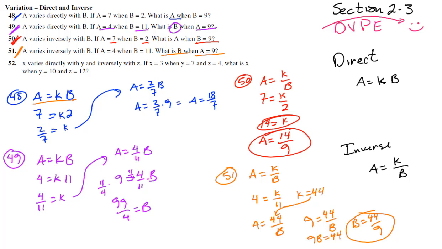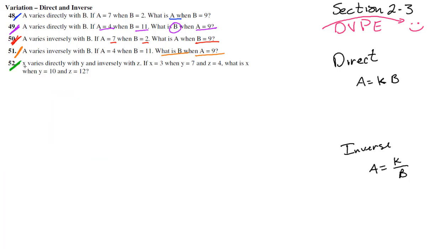Okay, let's do 52. So number 52, it says x varies directly with y, so that's x equals ky, and inversely with z. Oh boy, this is a bigger model now. So it's going to give us x, y, and z. We have to find k. So x equals 3, y equals 7, and z equals 4. Can we solve this for k? Certainly. Times by 4, divide by 7, and we get k.